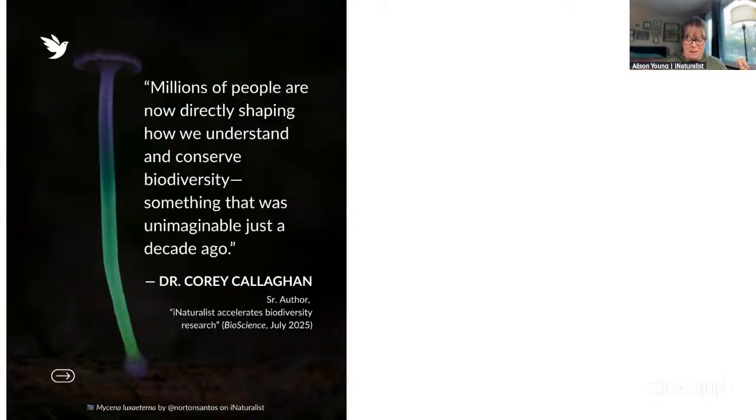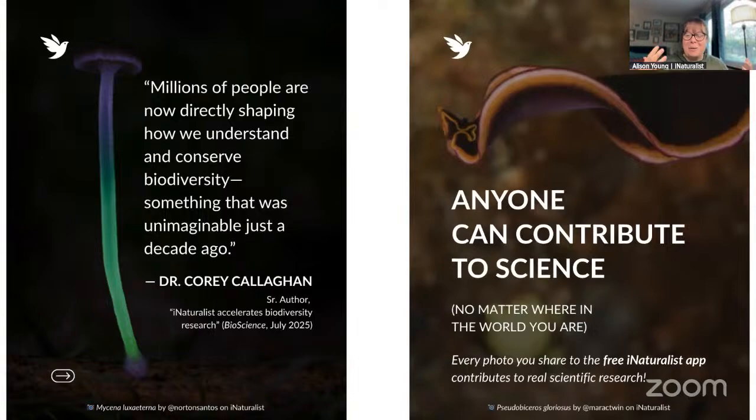And this is just something that anyone can do. Anyone can contribute to science just by going out and having an encounter with nature, local nature in your area, taking a photograph and uploading it to iNaturalist. It's a really important way that people can contribute to science. And this paper was really emphasizing all the different ways that those observations are contributing to science.